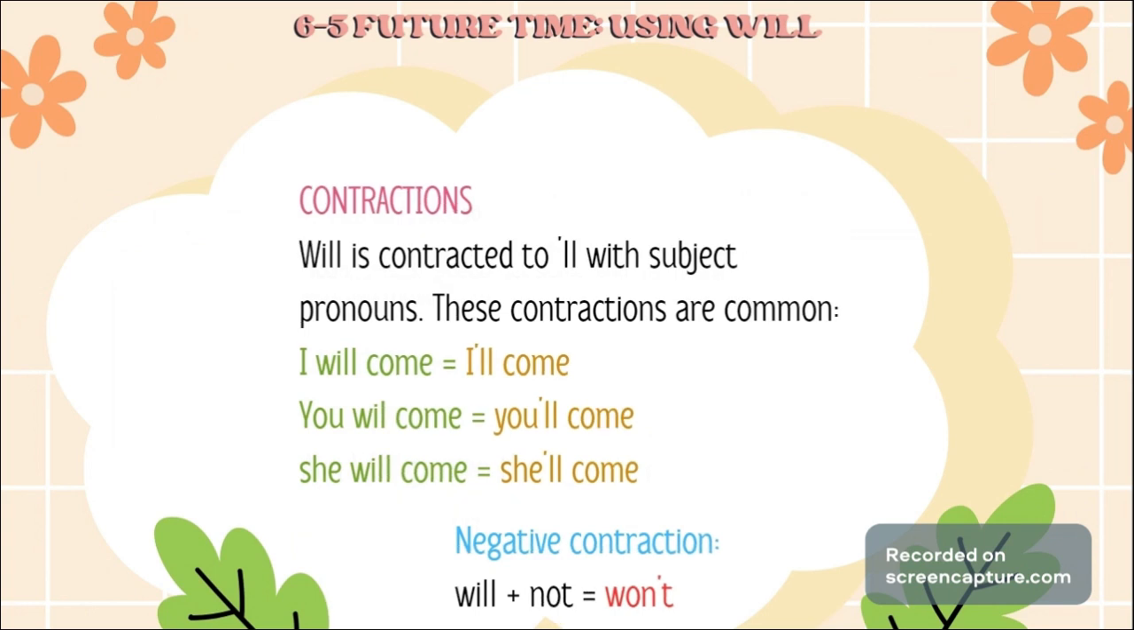Okay. Next, future time using will. Contractions for future time: will is contracted to 'll with subject pronouns. These contractions are common, like I will come. You can contract it to I'll come, you will come, you'll come, she will come, she'll come. And for negative contraction, we have will not, which becomes won't.